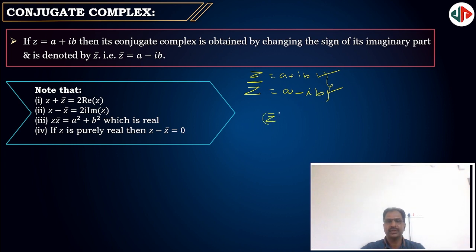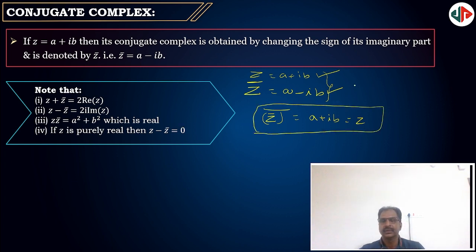Then what is the conjugate of Z bar? What is the conjugate of A minus iB? Again you get A plus iB, which is nothing but Z. So the conjugate of Z bar is Z. Then what is Z plus Z bar? If you add Z and Z bar, you get 2A. A is nothing but the real part of Z. So Z plus Z bar is always 2 times the real part of Z.